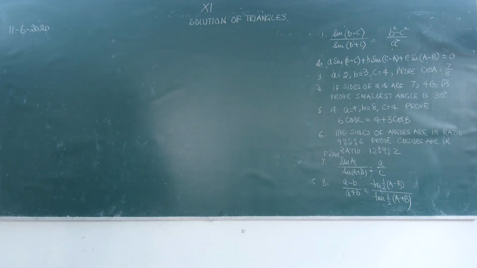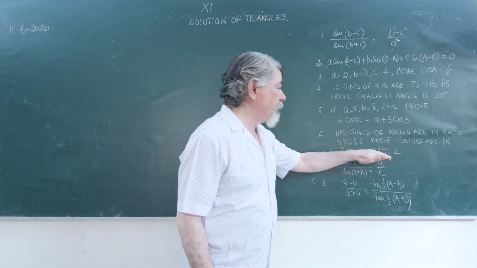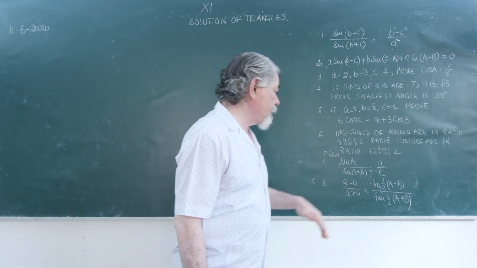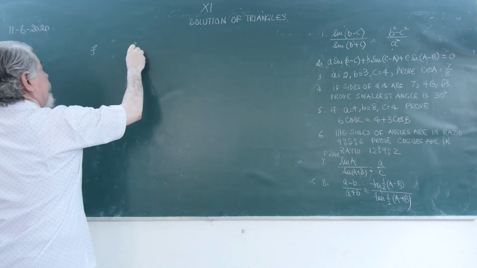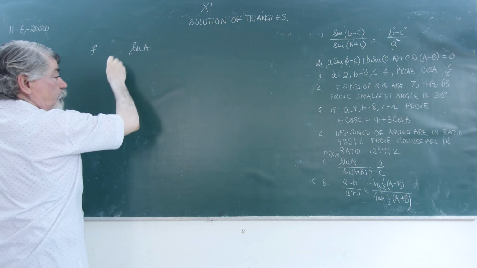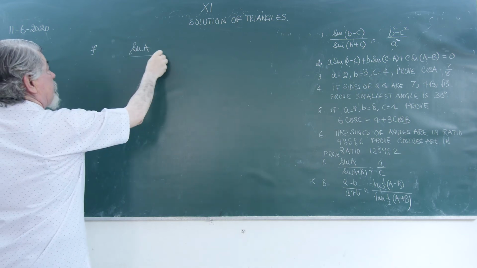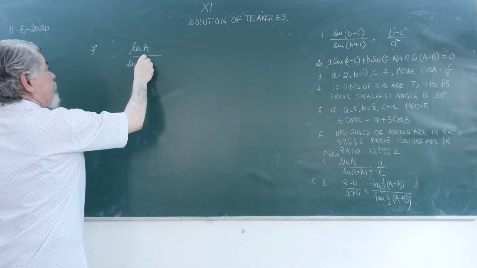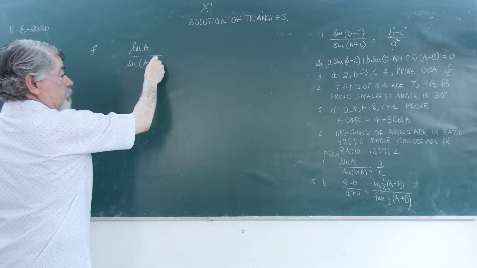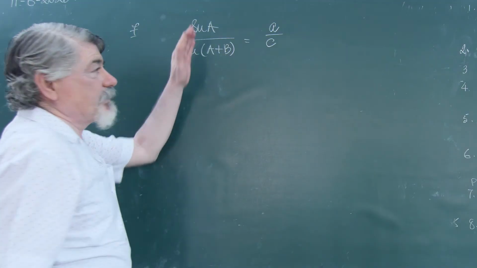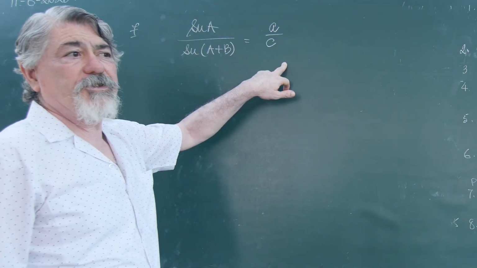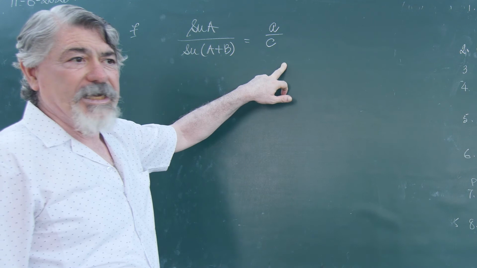Okay, let's do question number 7 and 8. I have finished till 6. Let me pick up question number 7. We have to prove that sin A upon sin A plus B is equal to a upon c. Obviously sine is involved, sides are involved, so we should apply the law of sines.